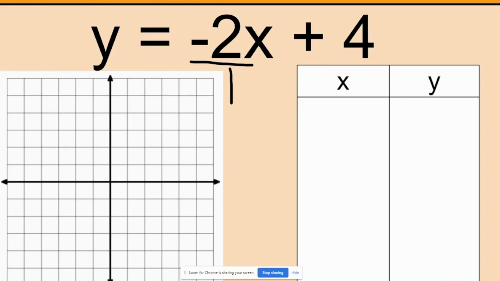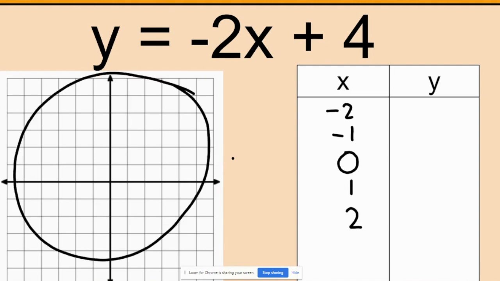But I want to show you a different way, because guess what? There are more than one ways to do math problems. So I'm going to erase this. This is another way, and it's called using your calculator. So when I use my calculator, I could just pick any numbers that I want for x. So I'm just going to choose negative 2, negative 1, 0, 1, and 2. Why did I pick those numbers? Mainly because I know that they are going to fit on my graph over here.